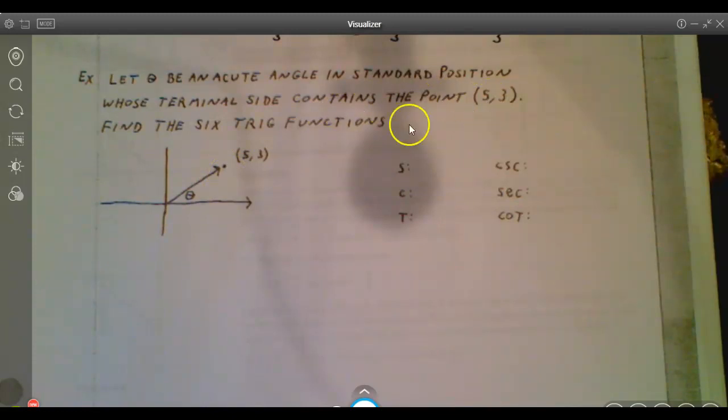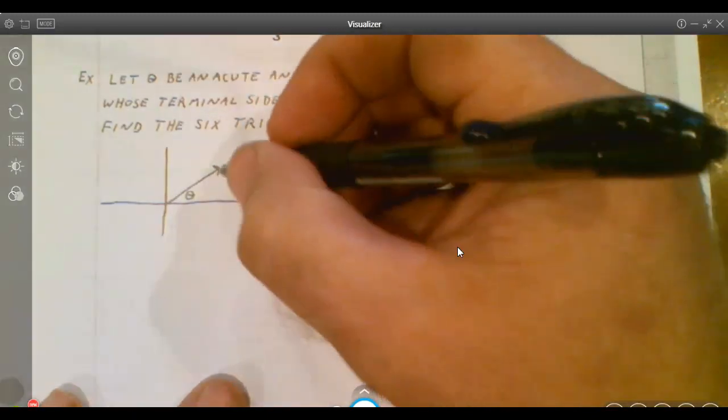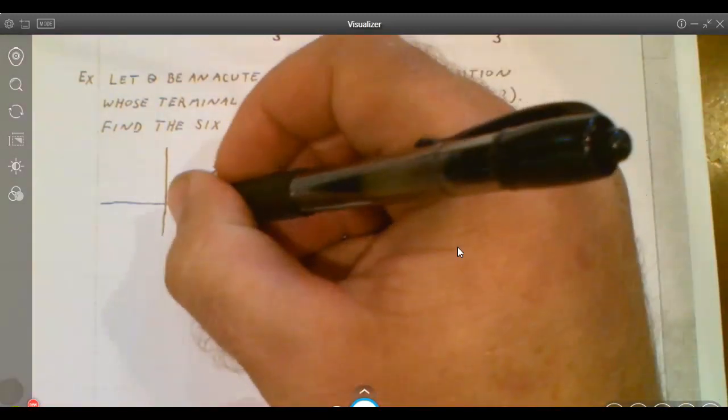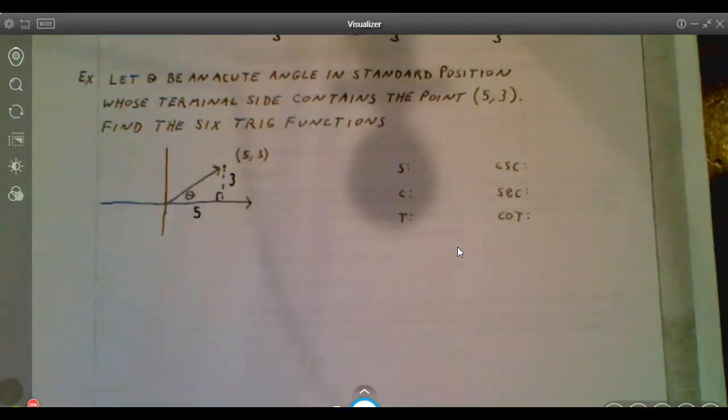So it contains the point (5, 3). We know that's in quadrant 1, right? Because from (0, 0), if I go over 5 and up 3, I'm in quadrant 1. So we're going to use that to find the remaining trig functions. Real simple, we're going to go back to our basic right triangle on this one. So here's our right triangle. We went right 5 and up 3 in order to get to that point.